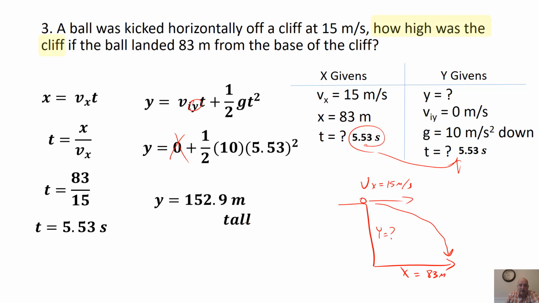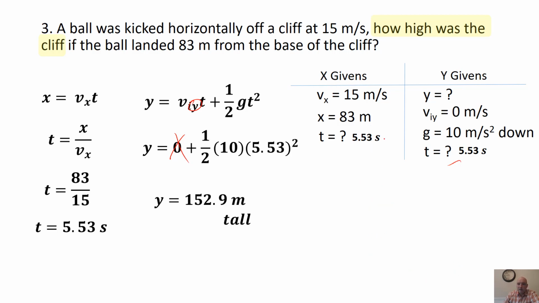So here you might have the word tall. If you're talking about how high the cliff was, we're not talking about how far the ball landed. So we're not talking down. The question's asking you how much up were you. So you just have to think of the perspective of the question in some of your answers.